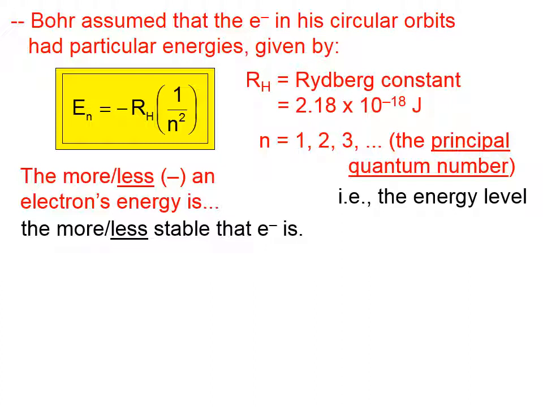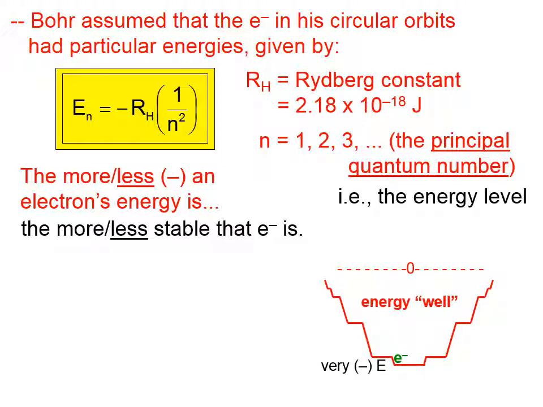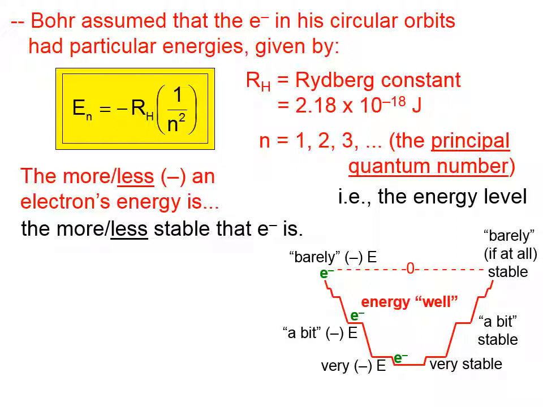This statement here, the more negative an electron's energy is, the more stable that electron is, because that electron is in a lower energy level. And if we reread the statement and use the underlined words, the less negative an electron's energy is, the less stable that electron is. If we visualize this with an energy well, this electron, let's say, has a very negative energy. That electron is very stable. It's in one of the inner energy levels, let's say. If we have another electron that has a bit of a negative energy, well, that electron is a bit stable. And if we have another electron that has a barely negative energy, in other words, it's just below 0, it's barely, if at all, stable. In other words, that electron is very easily lost.